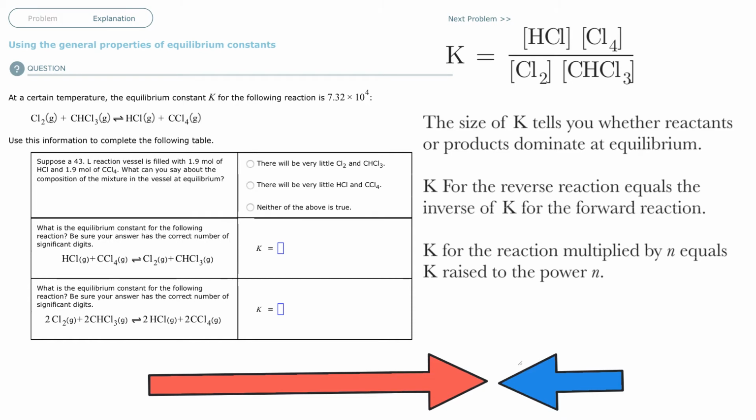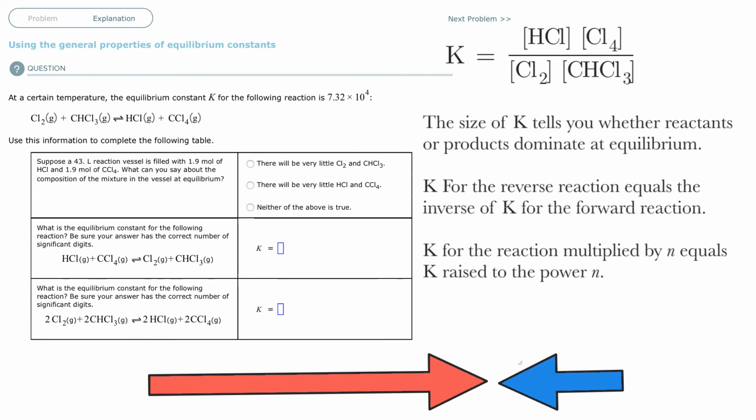If I inverse that, if I flip this upside down, then you're going to have a very tiny number divided by a huge number. And that means you're going to have a very, very little K. So what you're going to do is, if you see it backwards, see I've got HCl here, HCl here, CCl4 here, CCl4.